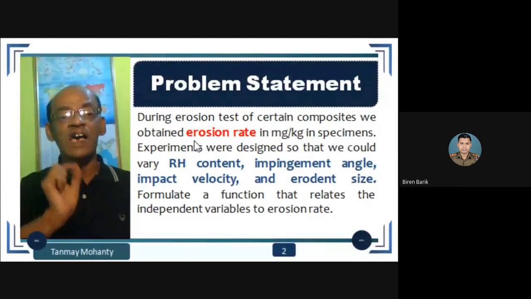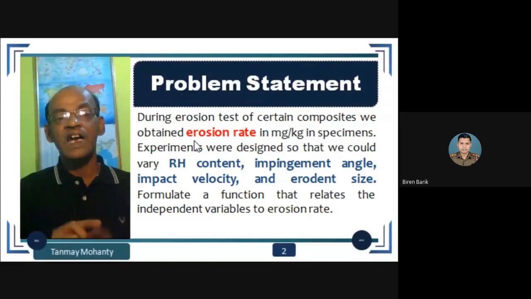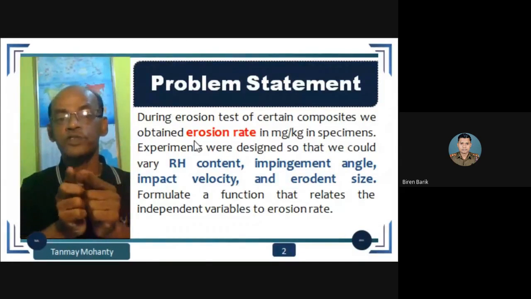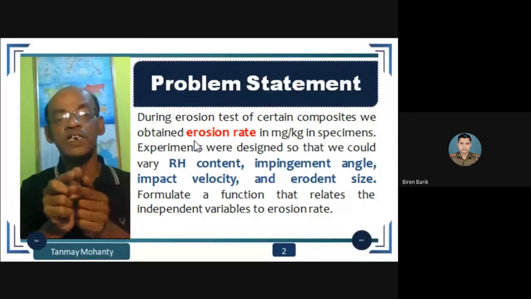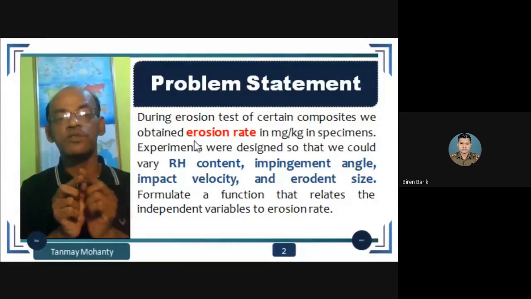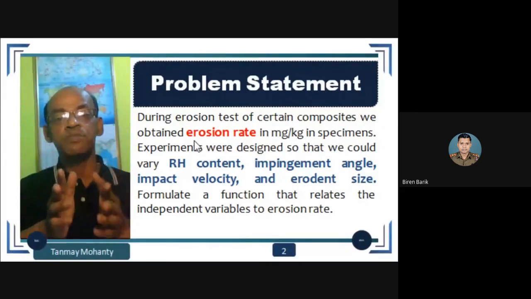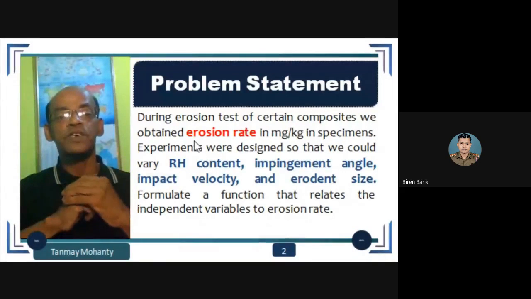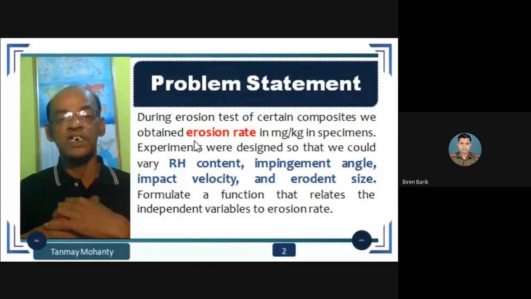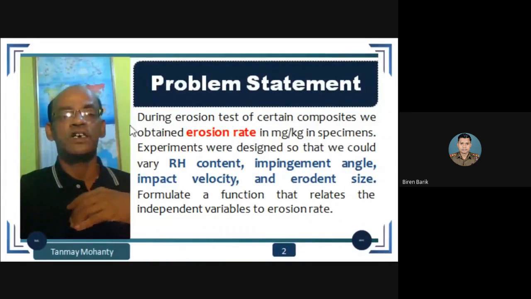Our task in the research is to formulate a function that relates the output, that is the erosion rate, with respect to the independent variables, like rice husk content, impingement angle, impact velocity, and erodent size. This is the problem statement, and this we shall be using as a case study for modeling through artificial neural network.